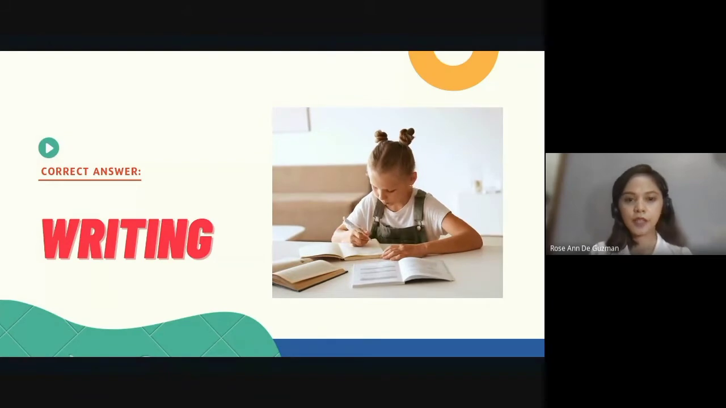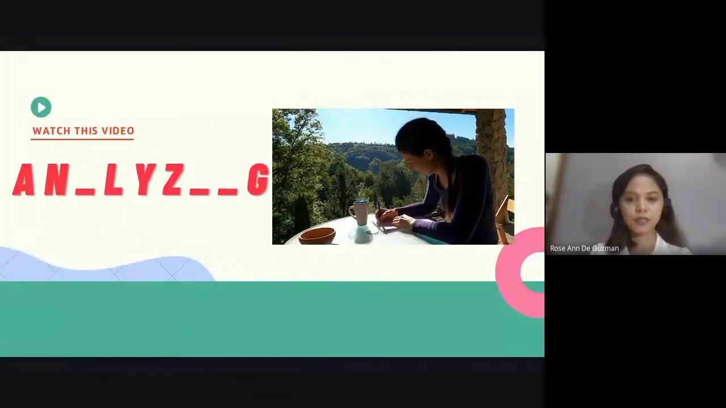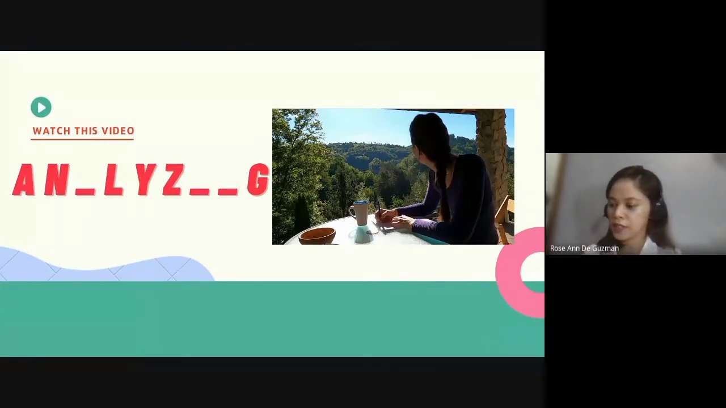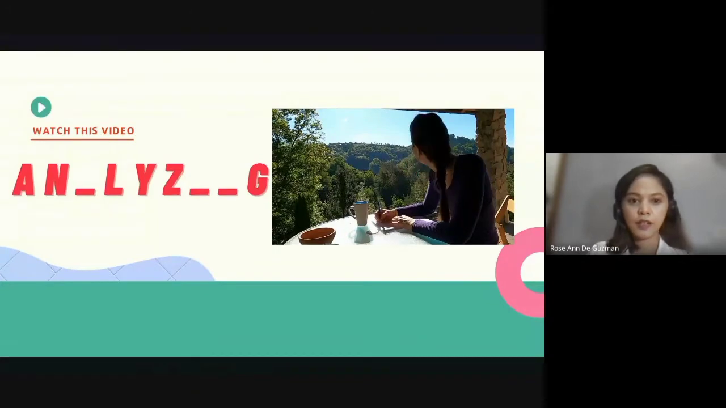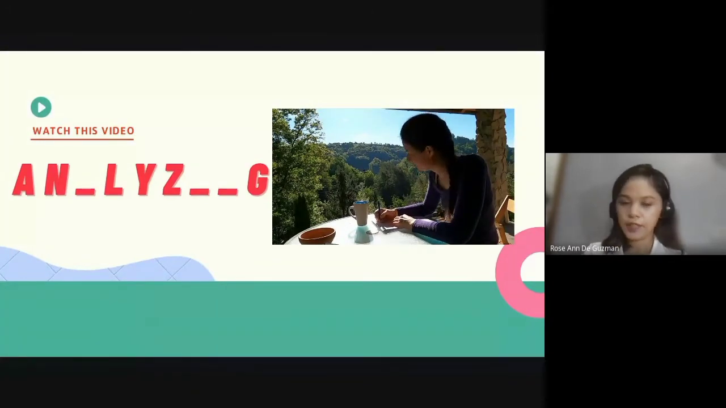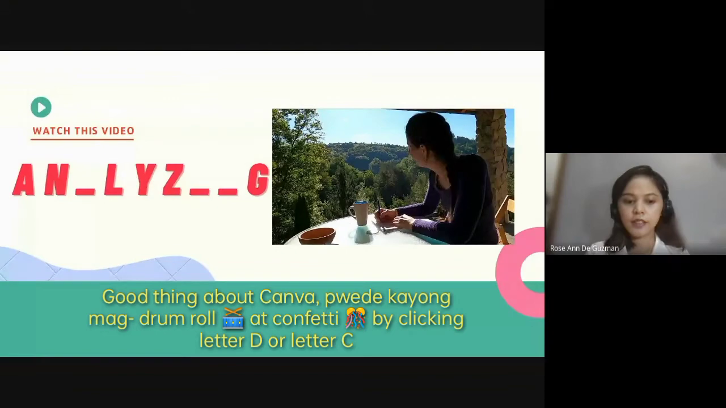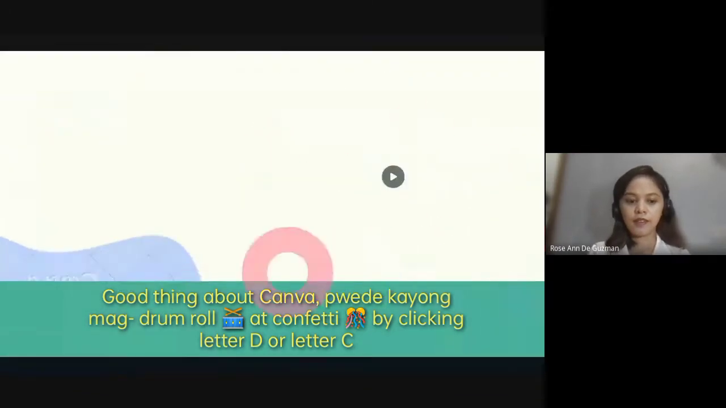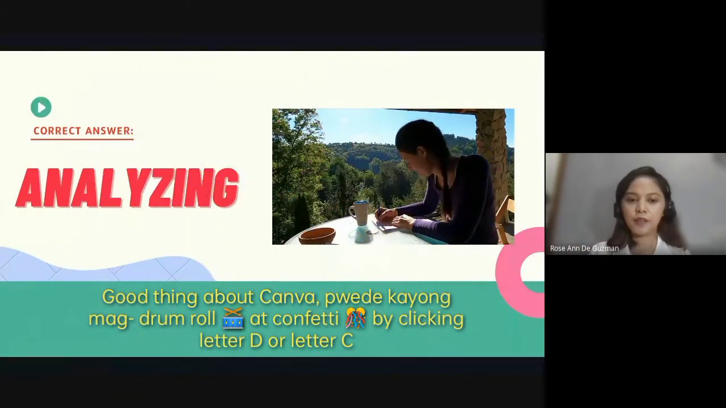For the next video, who wants to identify what the girl is doing? I will just write down the name of Sophia. How about Felicity? What letters are you going to supply? A-I-N. And what word have you constructed? Analyzing. Let's check. Analyzing, very good, Felicity. You got the word correct.